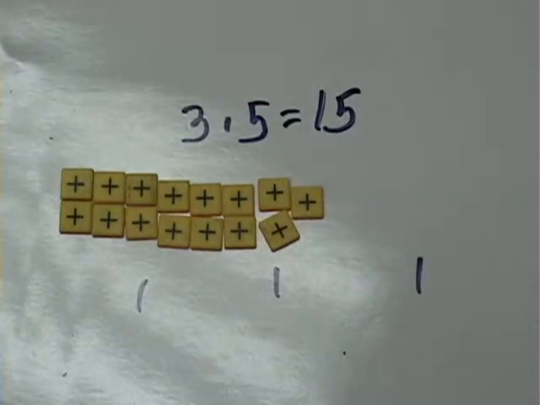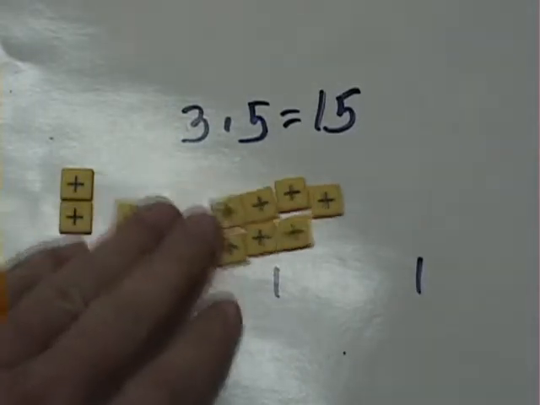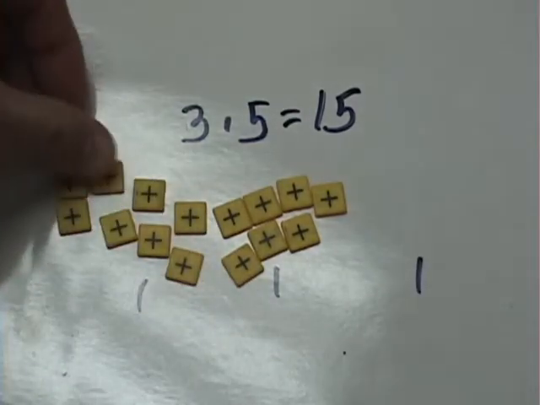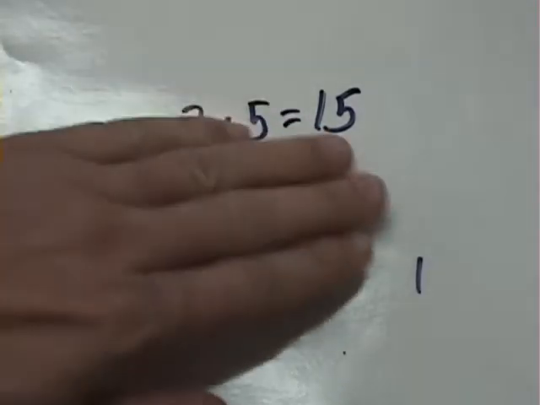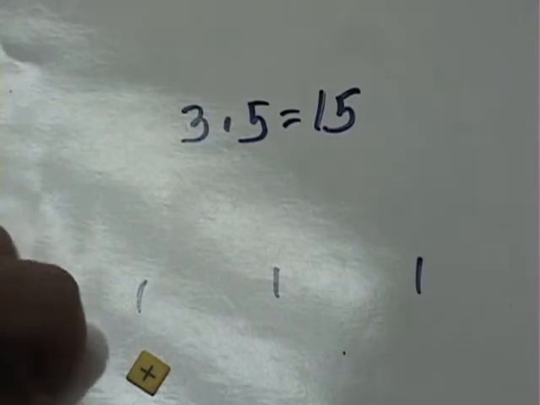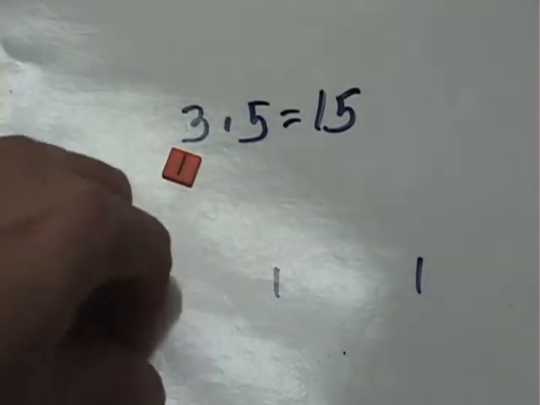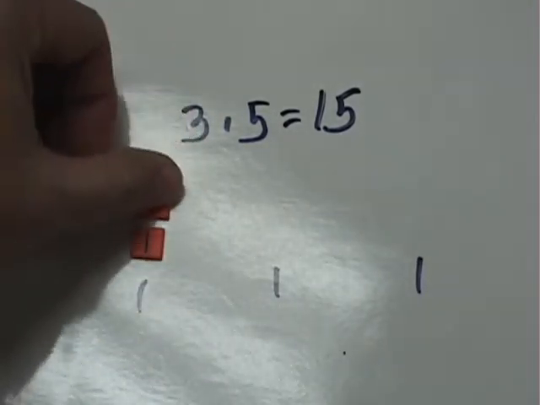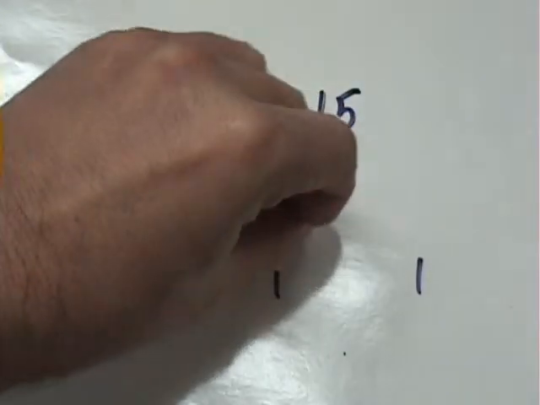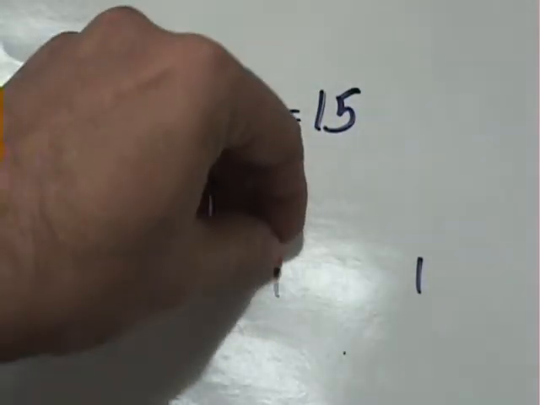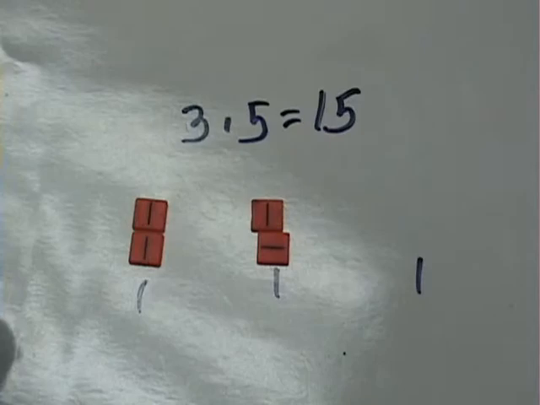Okay? Now what if we want to do multiplication with a negative number? Let's say 3 times negative 2. Well, it would be very similar. In this instance, we would have 3 groups of 2 tiles, and these 2 tiles would be negative.